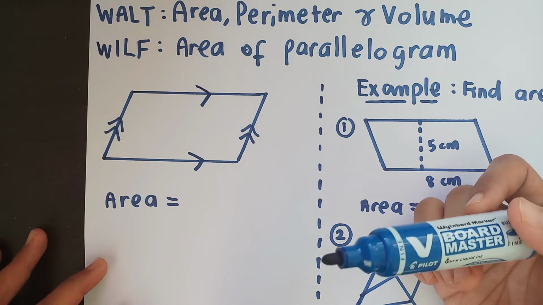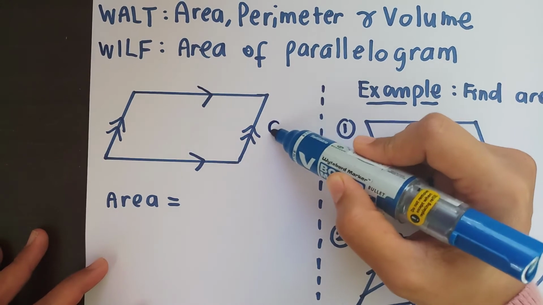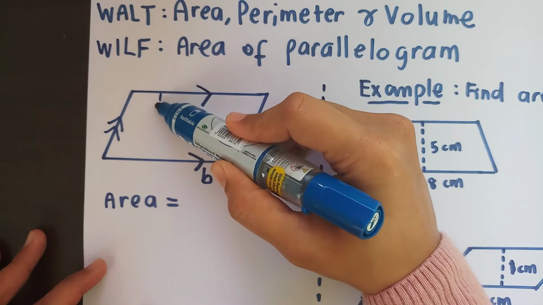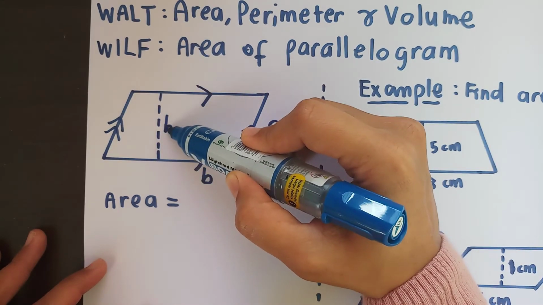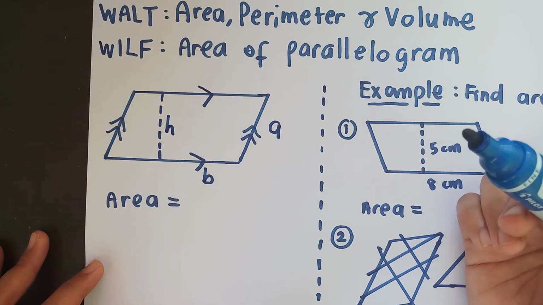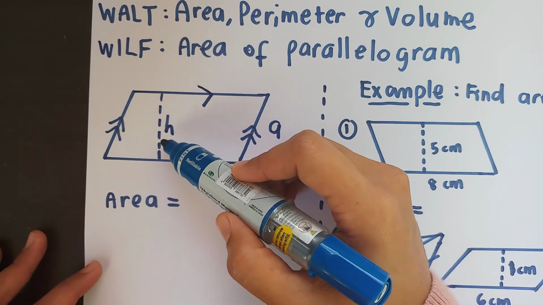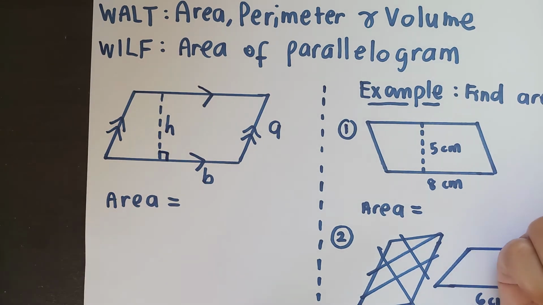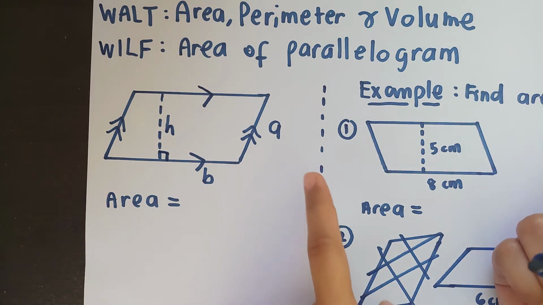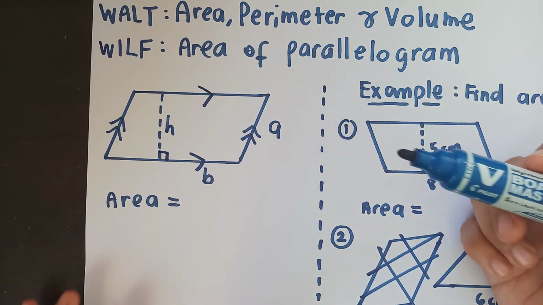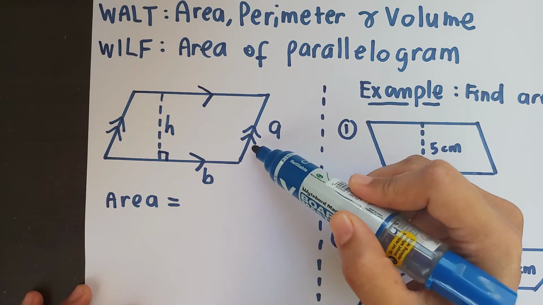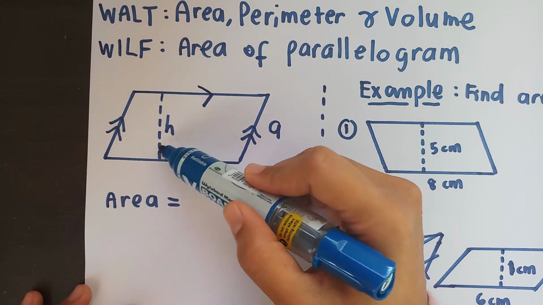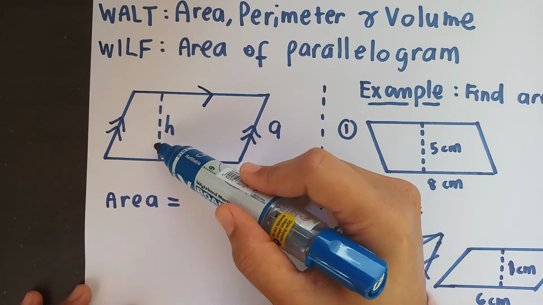Okay, so now I will denote this as A, this one as B because it's just a base, and this one as my height or H. You need to make sure you remember that the height is always perpendicular to the base. Height must be perpendicular to the base. So A is not the height because A is not perpendicular. Height must be perpendicular, must make a 90-degree angle with the base.